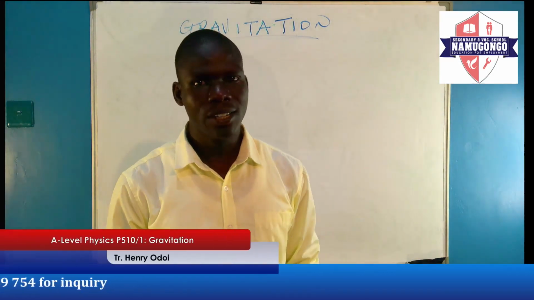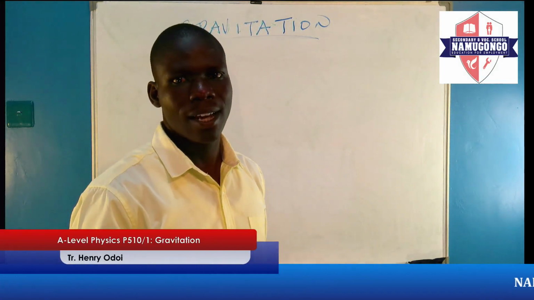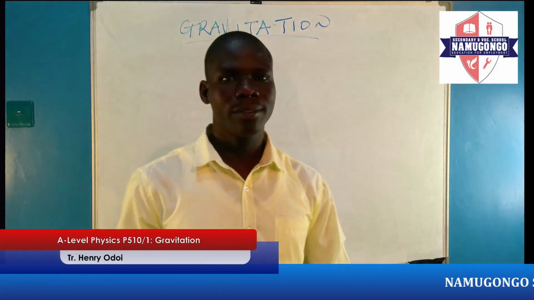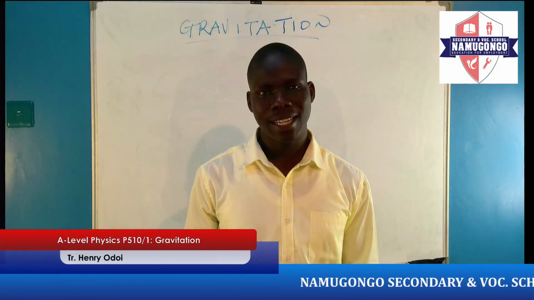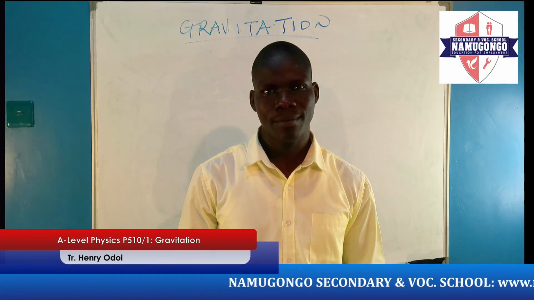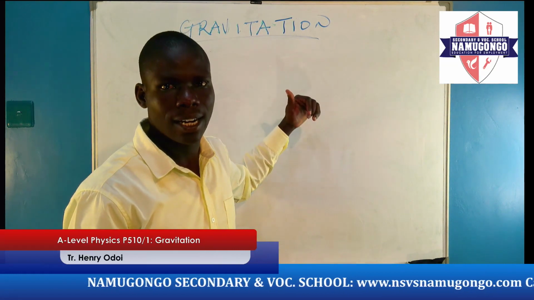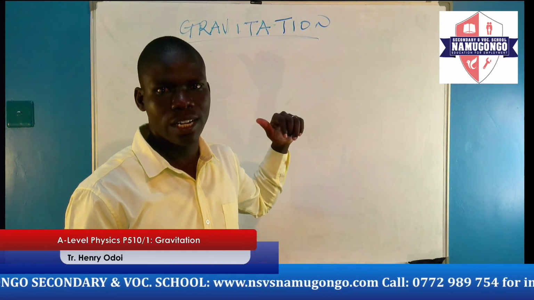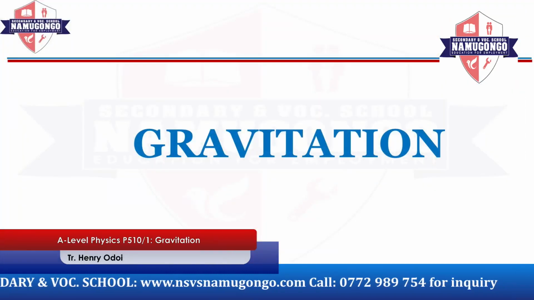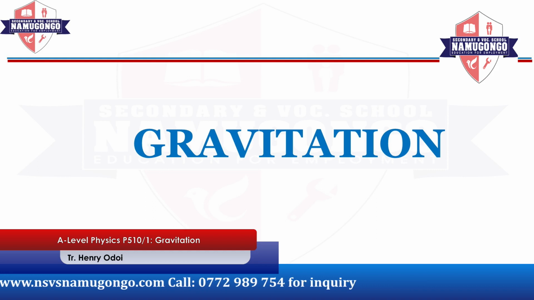In our last lesson, we looked at gravitation, and we said that gravitation refers to the force of attraction between two masses in the universe. We're also able to state Kepler's laws of gravitation and then Newton's laws of gravitation. We said Kepler's laws has law 1, law 2, and law 3.